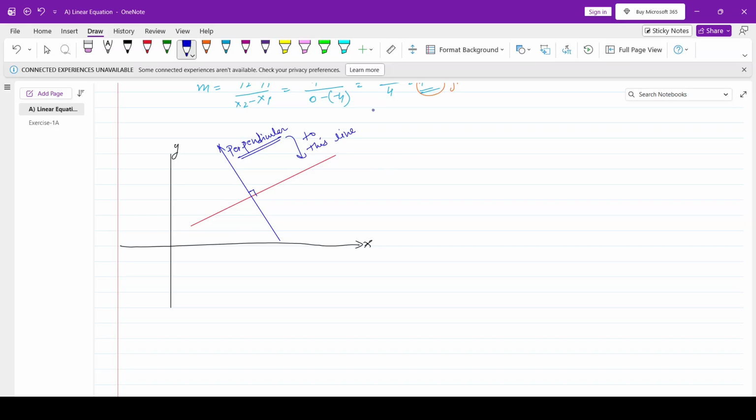Now, when we say a line is perpendicular to some line, suppose the gradient of this red line is m, then the gradient of this blue line will always be -1 divided by m. This topic is the gradient of a perpendicular line.